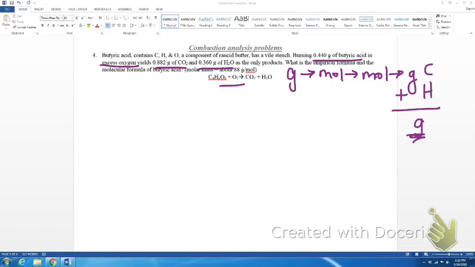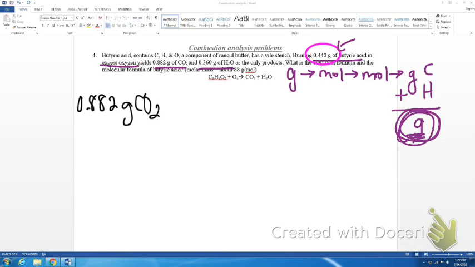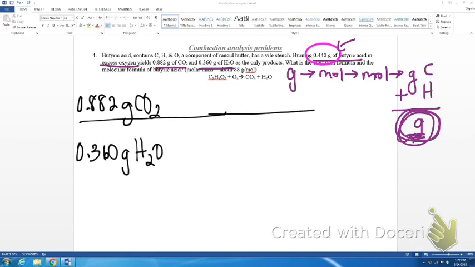And then what we know is we know our actual sample was 0.440 grams. So when I take this number and then this number and I subtract, that should be the amount of grams of oxygen in my sample. So that's my plan. Let's go ahead and get this going. So we're going to start off the exact same way as before. 0.360 grams of water. We're starting off the exact same way.